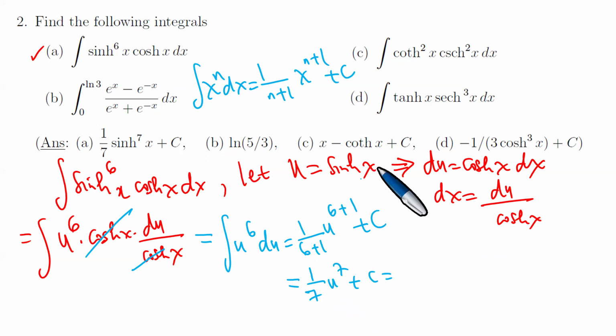What is u? It is the hyperbolic sine of x. There is 1 over 7, so please let's write it down. So this is 1 over 7, and in the place of the u, you put the hyperbolic sine of x plus the arbitrary constant c of integration. And this is the answer.